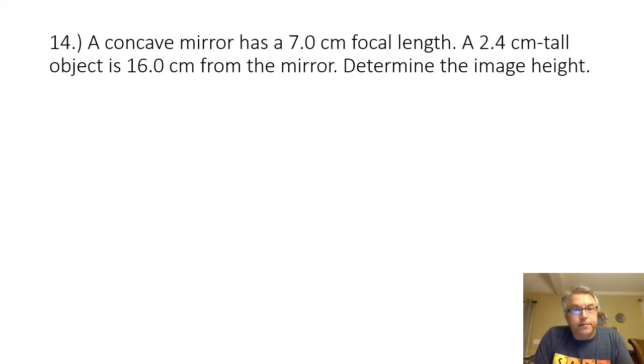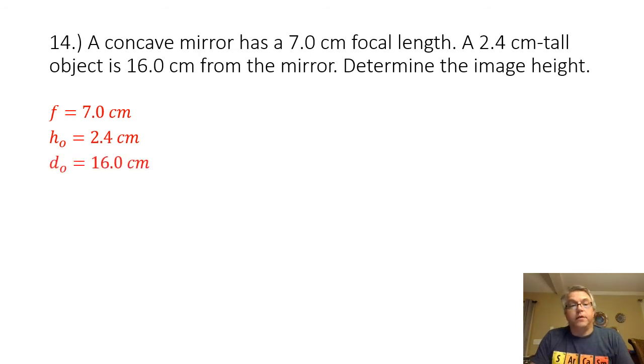Problem 14. A concave mirror has a 7.0 centimeter focal length. A 2.4 centimeter tall object is 16.0 centimeters from the mirror. Determine the image height. This is a repeat of the previous two problems. We're going to solve it the exact same way. As with the other problems, we are given the focal length, which is 7.0 centimeters. We are given the height of the object, 2.4 centimeters. The distance of the object from the mirror, 16.0 centimeters, and we are looking for just the image height.